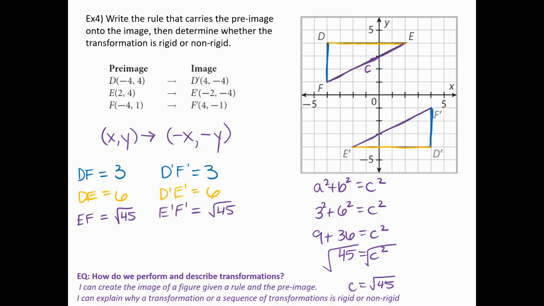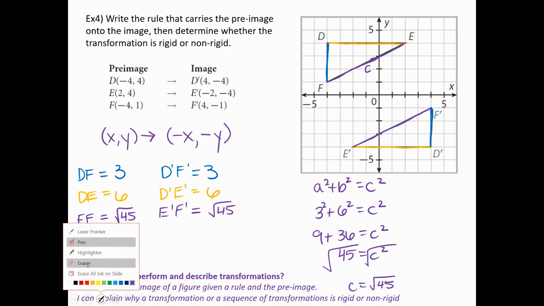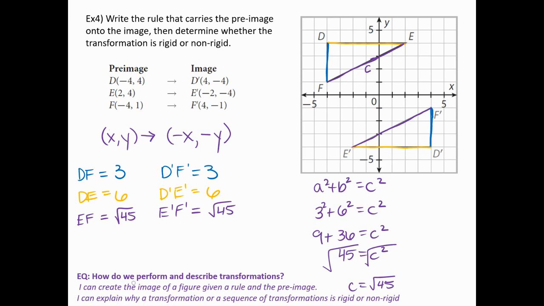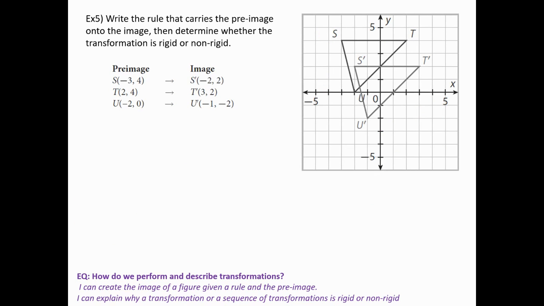So that would be our way of proving, in this case, that this is rigid motion, because we keep the same distances. And we didn't measure the angles. If we were in class with protractors, we would probably measure the angles as well. But for now, we'll just look at distance. Okay, one more of those and then we are done. Let's wrap it up quickly.